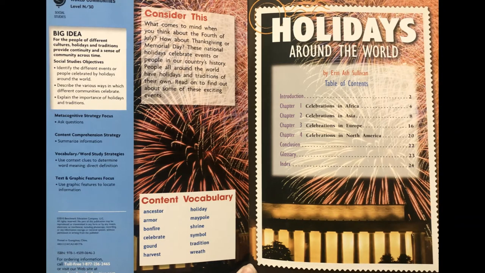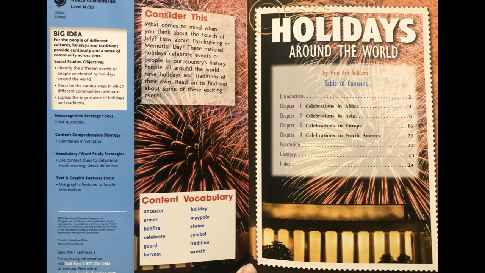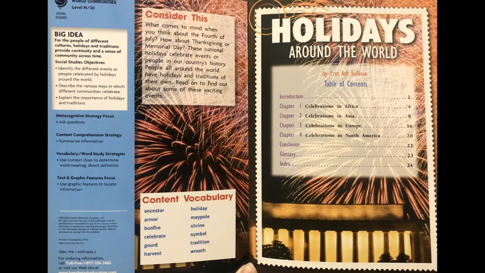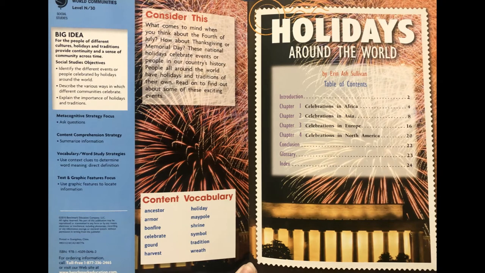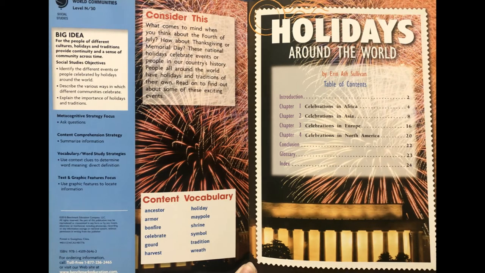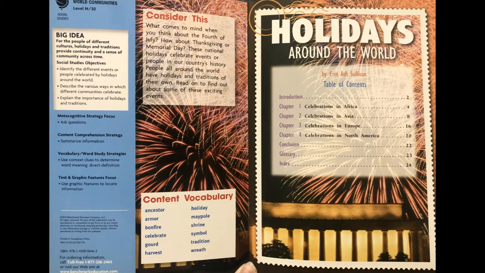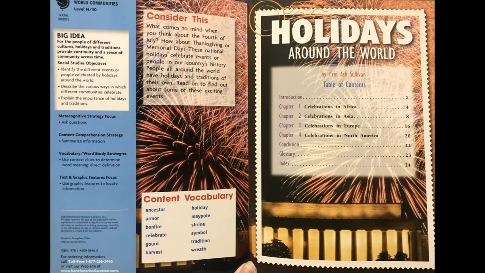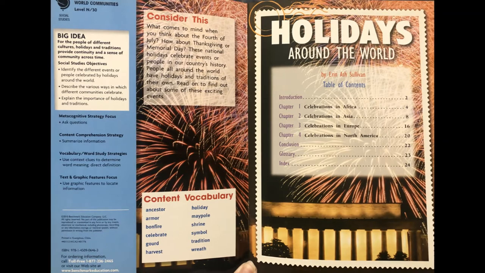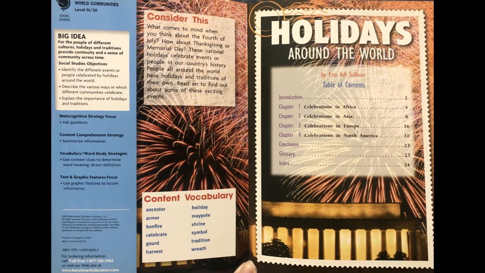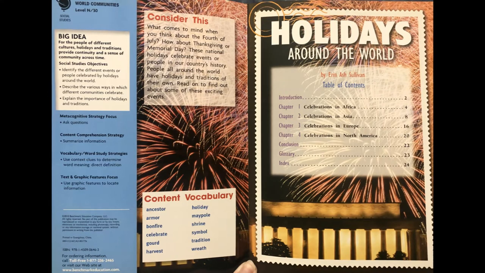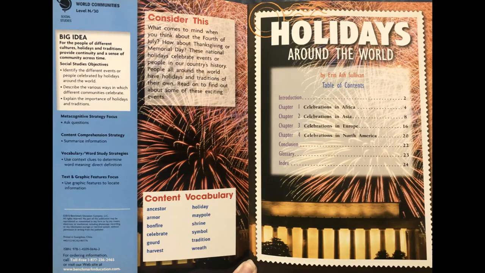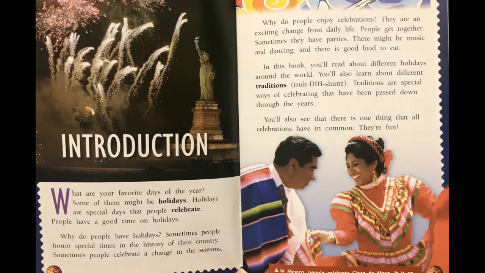Then underneath that, you can see our content vocabulary. Our vocabulary words for this book are ancestor, armor, bonfire, celebrate, gourd, harvest, holiday, maypole, shrine, symbol, tradition, and wreath. We're going to talk about those a little later. On the next page, you can see our index. This tells us what we're going to be looking for in the next 4 chapters. Then we can turn the page to our introduction.